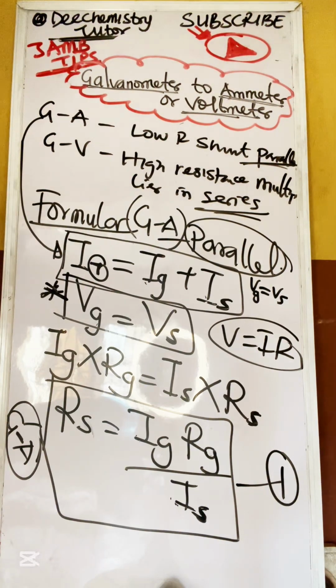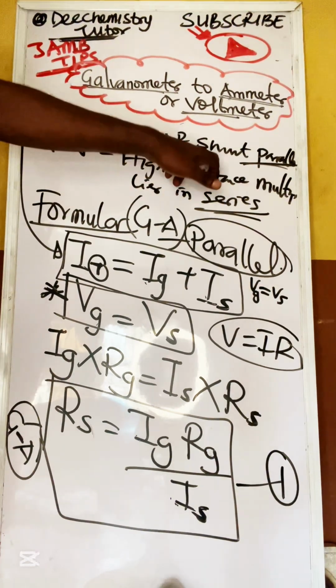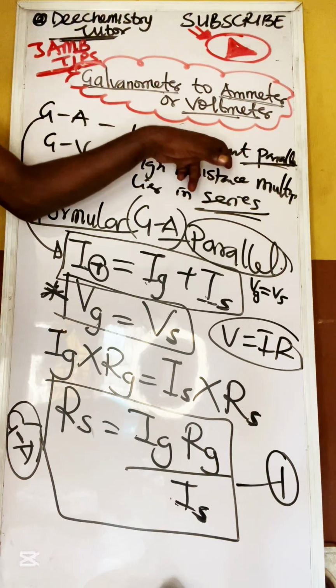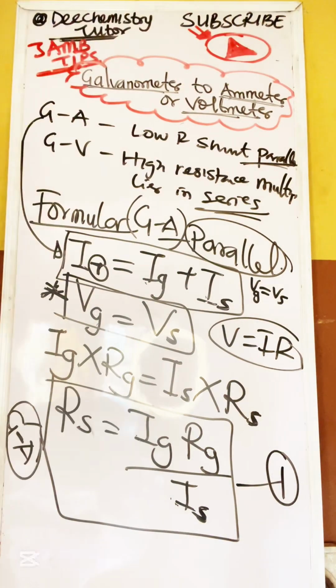Okay, are we good? Good to go, right? Very easy. So you don't need to cram. I hate people cramming things like this. So this is the first case, galvanometer to ammeter, low resistance shunt. This shunt is a resistor, you understand? It is a low resistor, but it is connected in parallel. So this is the first case. Let's go to the second case.